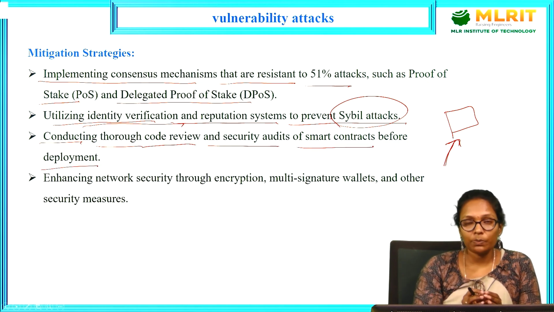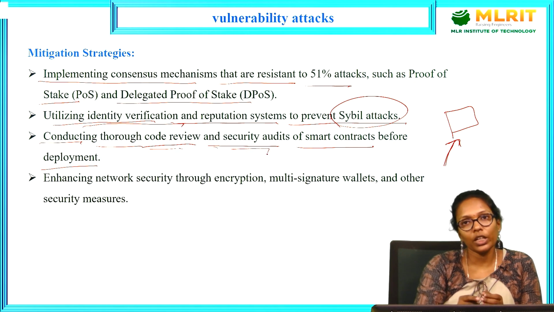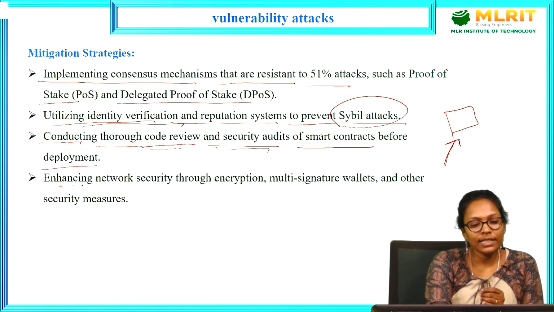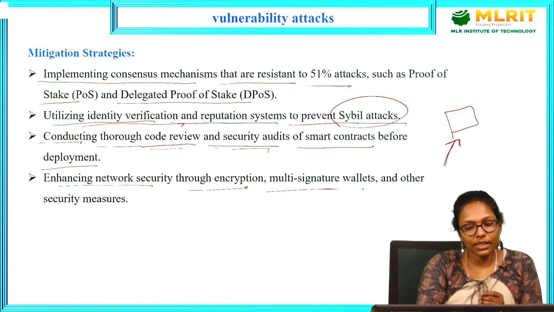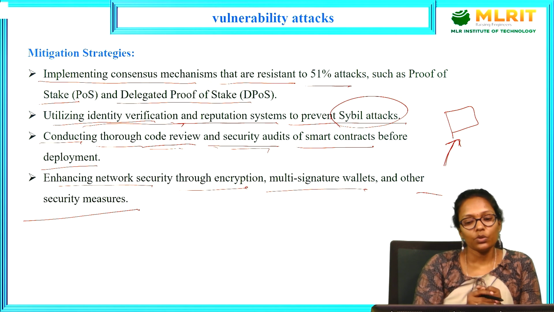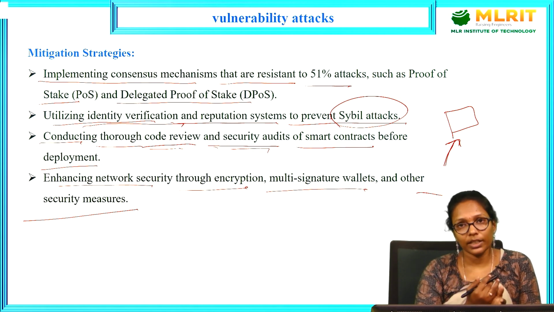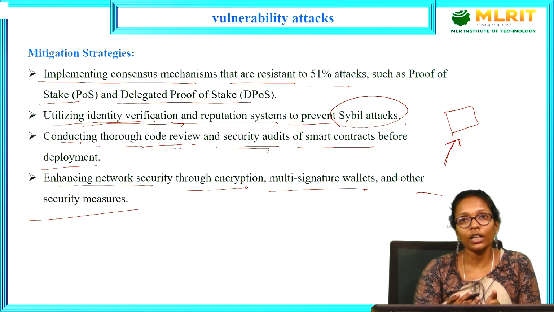As we know, if I deploy the smart contract, it cannot be changed. So before deploying the smart contract, if you conduct a thorough code review and security audit, then you can overcome smart contract vulnerabilities also. And enhancing network security through encryption, multi-signature wallets and other security measures. We can increase encryption mechanisms and use multi-signature wallets while maintaining the wallets. Because of all these, we can overcome attacks like the 51% attack, Sybil attack, security vulnerabilities and double spending. All these things we can overcome just by implementing them in your blockchain technology.